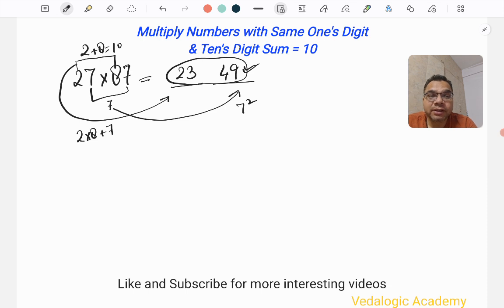This is a very special scenario. So we have done it. We have seen the answer as well. But why does it happen? Why does it work? So let's see. Let's try to find the logic behind it.